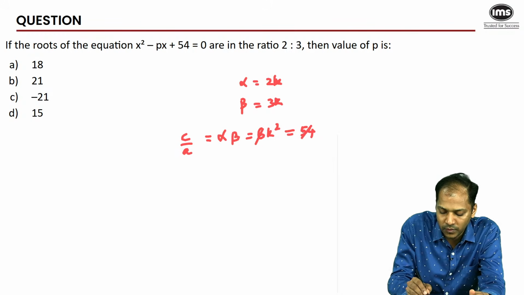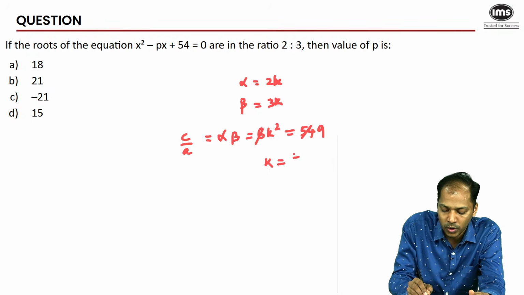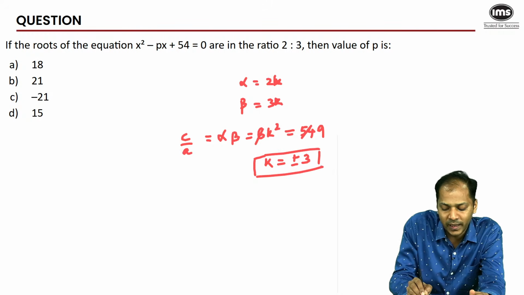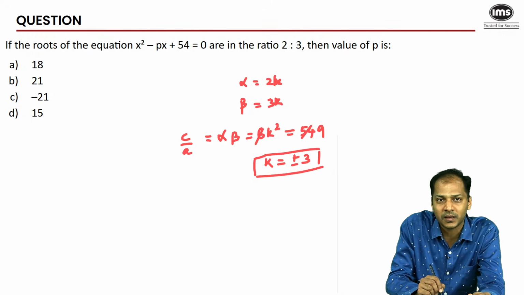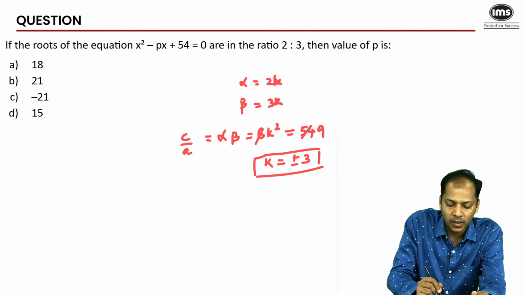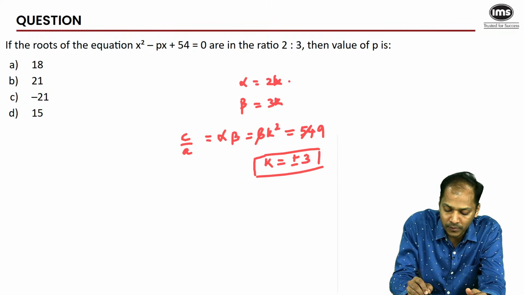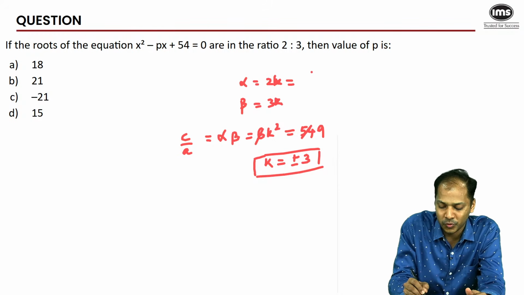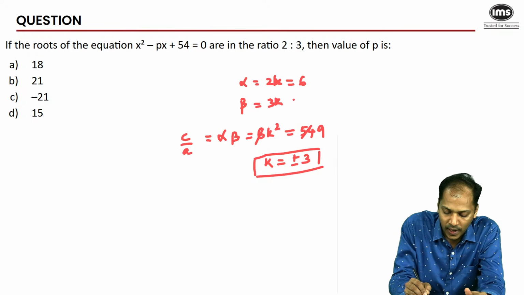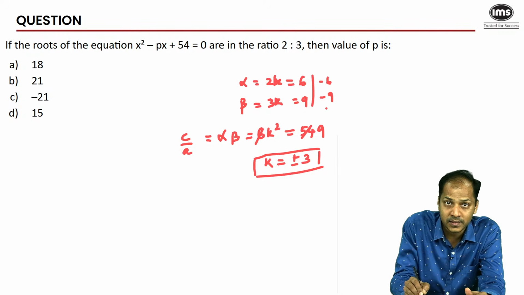From here you will solve and you'll get k square is 9, which gives k is equal to plus or minus 3. Keep in mind k could be equal to plus or minus 3 both. However, we are further given k is equal to 3, so therefore the roots would either be 2 into 3, 6 and 3 into 3, 9, or they would be minus 6 and minus 9.